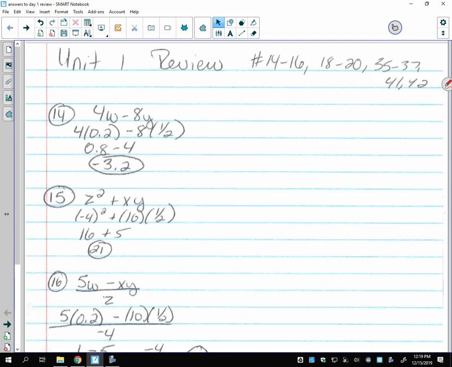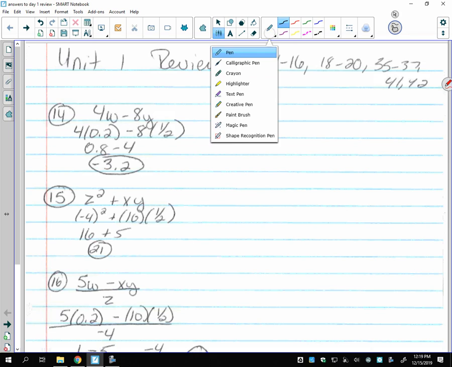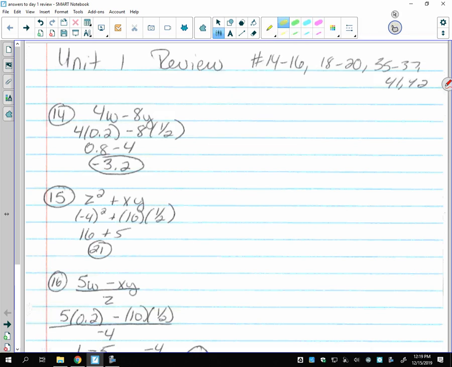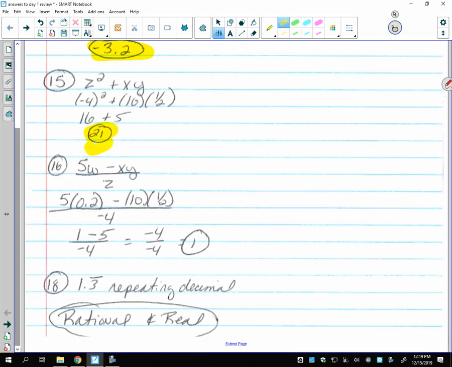Remember, when you square a number, it is positive. So I'm just going to highlight my answers here, and then we can talk about it later. 16 and 18, I probably showed way more work than you did, but you should have gotten an answer of 1 on that. And then starting at 18, types of numbers.